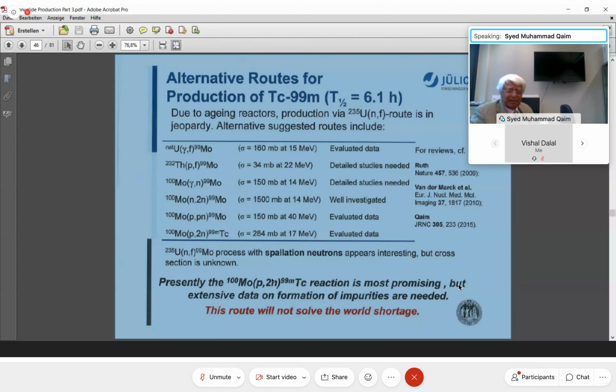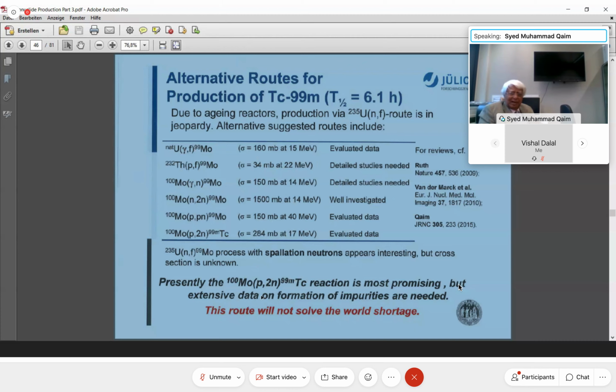The advantage of the generator system is that molybdenum-99 decays to technetium-99m and there are no impurities. But if you produce a nuclear reaction, P2N, there may be some impurities formed. So separation has to be very carefully done. So it's a small amount of activity.